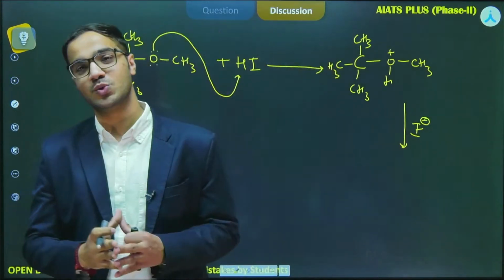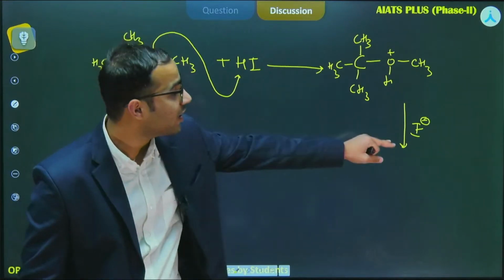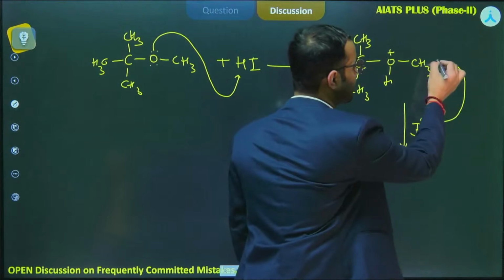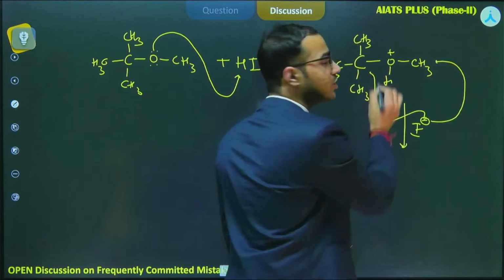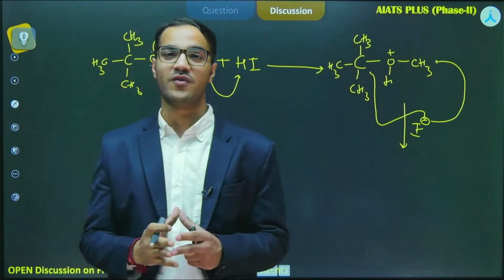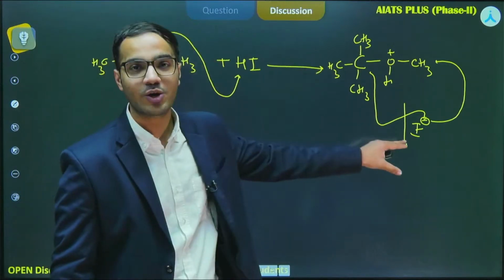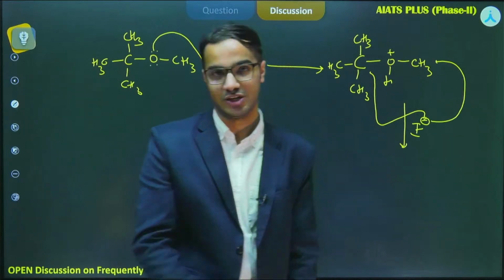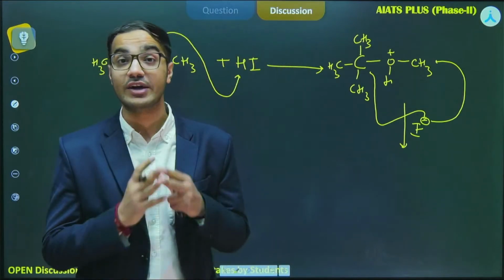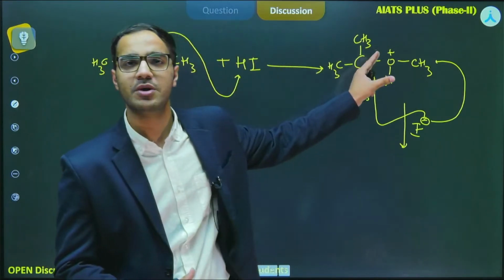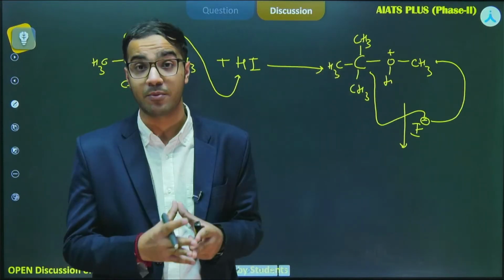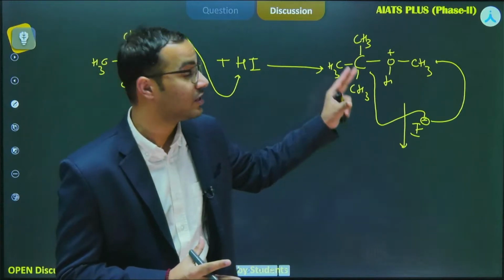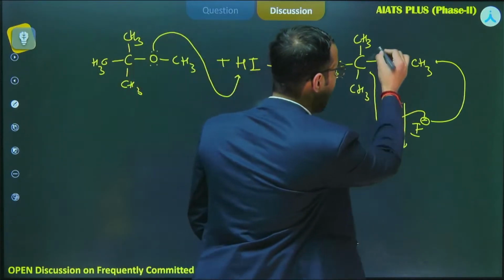Now most of the students have the doubt: where does this I minus go? It has two possibilities. It can go either at this position or at this position. But the major crux over here is that most of you have gone through the idea that it will show an SN2 reaction. But you are wrong here. If there is a possibility of the formation of a more stable carbocation, it will tend to form the more stable carbocation and will yield this position apart.